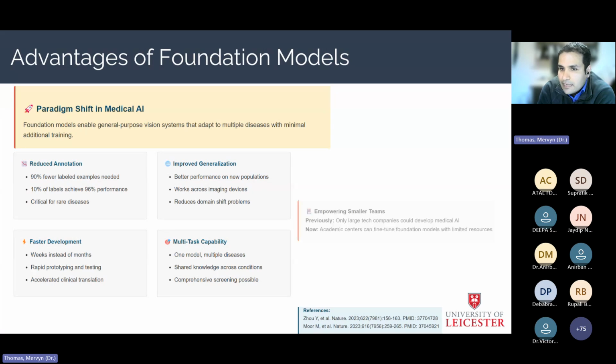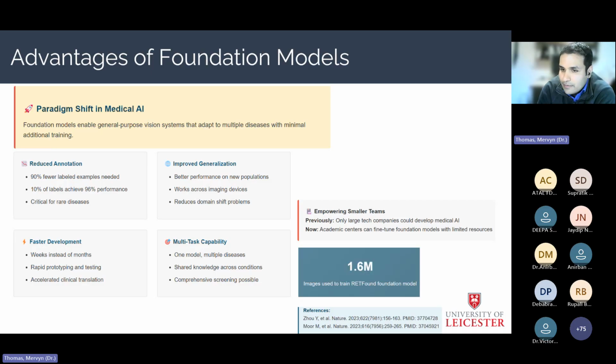This in turn means that you can empower quite small teams to do what previously only large tech companies were able to do. And this particular RETFound foundation model has really taken the whole field of ophthalmology by storm now. And this was published in 2023 by Pearse Keane's group based at UCL in Nature.